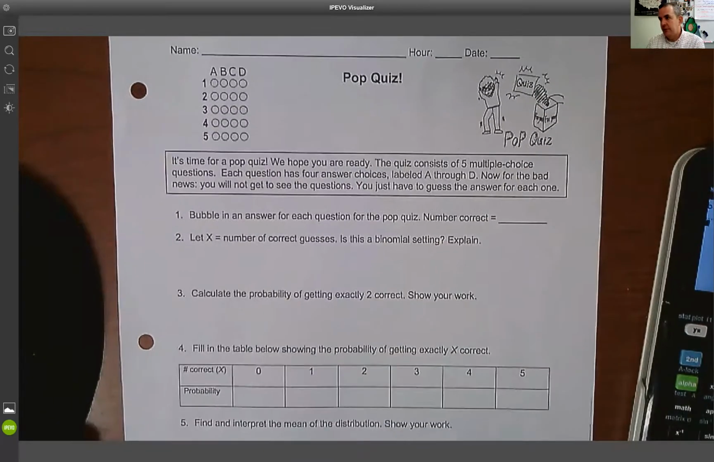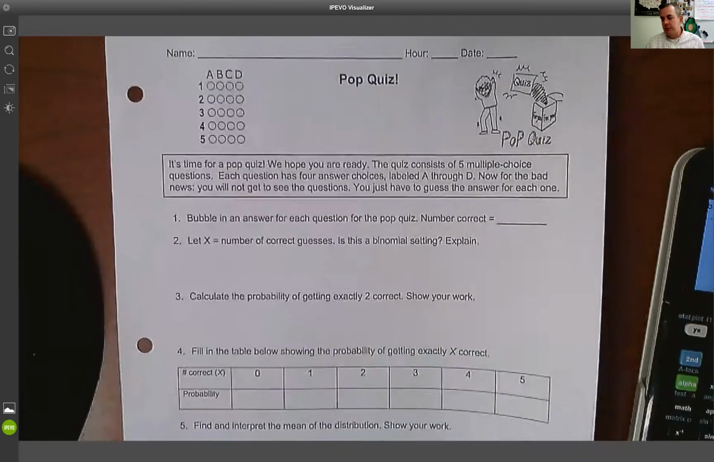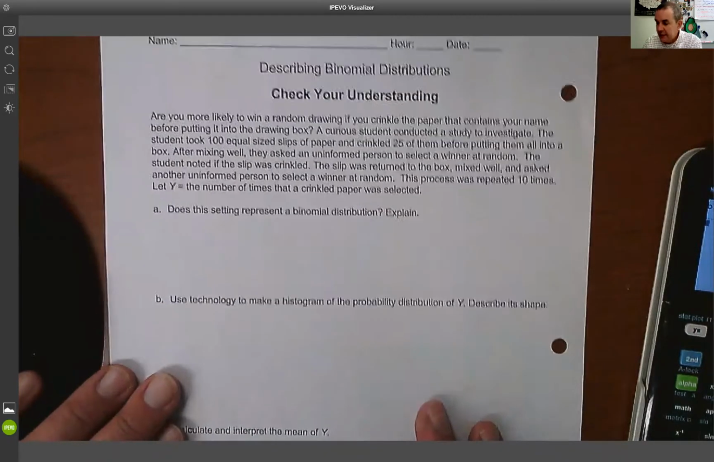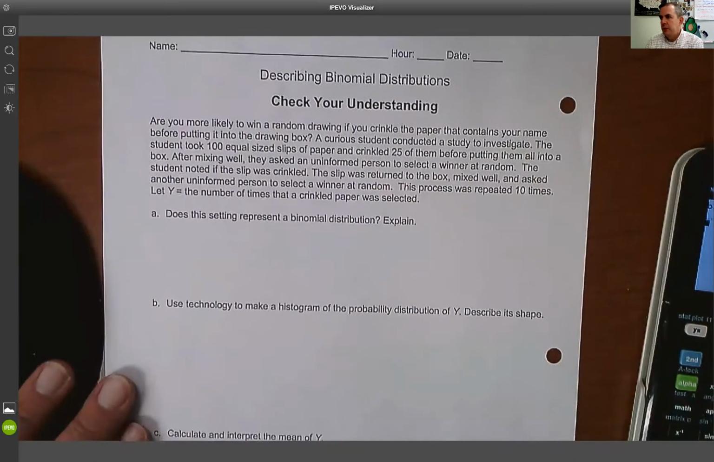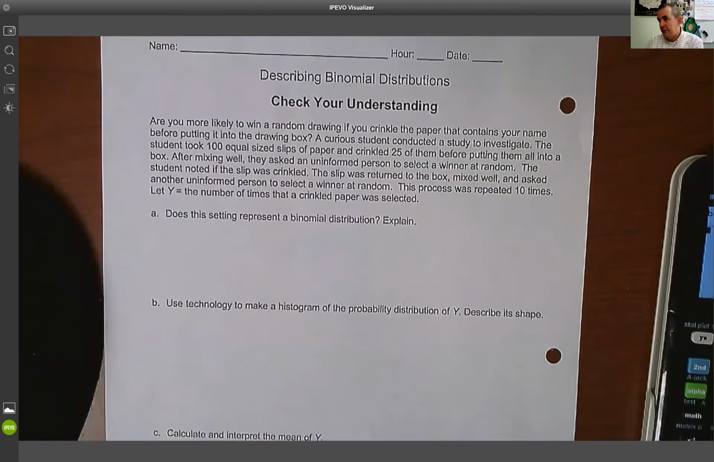We got a pop quiz. That's what we did in class. What we're going to see is this is another binomial setting, but let's do the practice on the back. Are you more likely to win a random drawing if you crinkle the paper that contains your name before putting it into the drawing box? A curious student conducted the study to investigate. The student took 100 equal size slips of paper and crinkled 25 of them before putting them all into a box. After mixing well, they asked an uninformed person to select a winner at random.